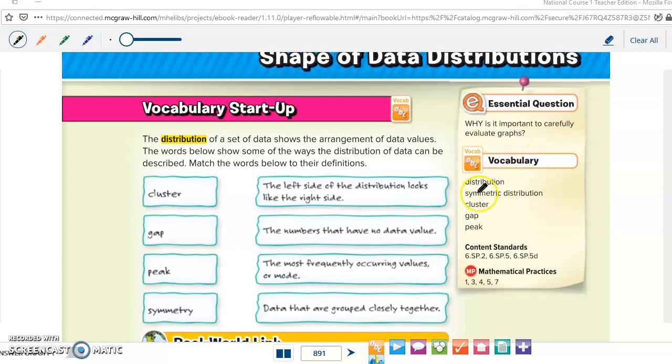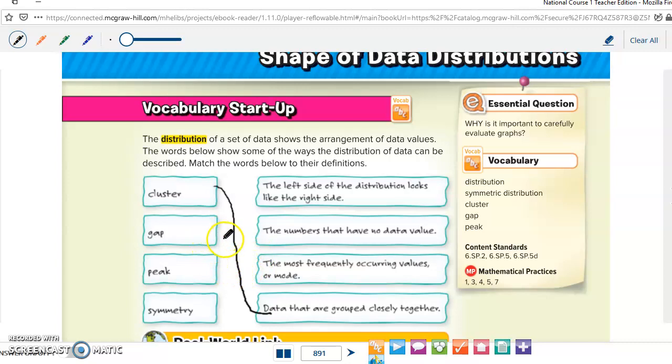Today's vocabulary is distribution, symmetric distribution, cluster, gap, and peak. What does cluster mean? What does gap mean? What does peak mean? Symmetry? I will tell you. Cluster means many values, many numbers in a group: data that are grouped closely together. This means cluster.